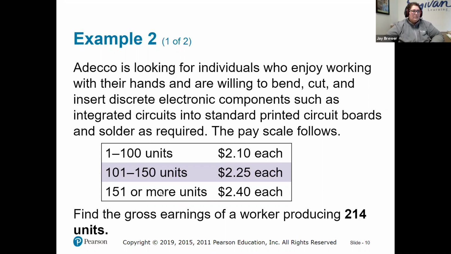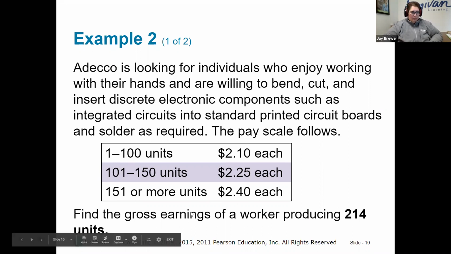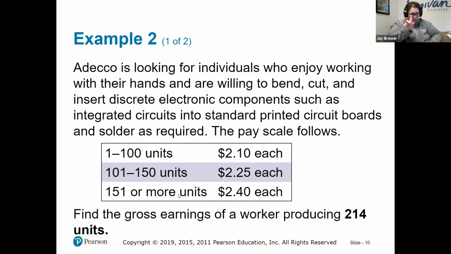And the pay scale is as follows. So note they have 1 to 100, and it's $2.10 per unit. 101 to 150, and it bumps up to $2.25, and 151 or more is $2.40. Here's where you have to be careful. Just because you get to the 101 to 150 range or the 151 plus range does not mean you come over here to $2.40 and that whole 151 is $2.40 a piece. It's not how this works.